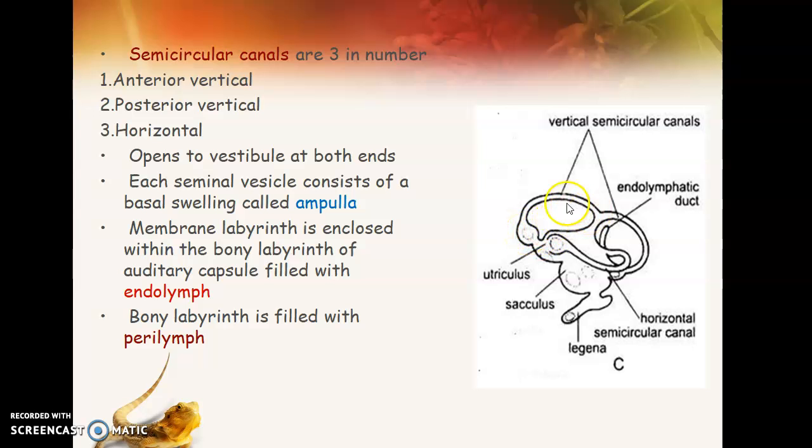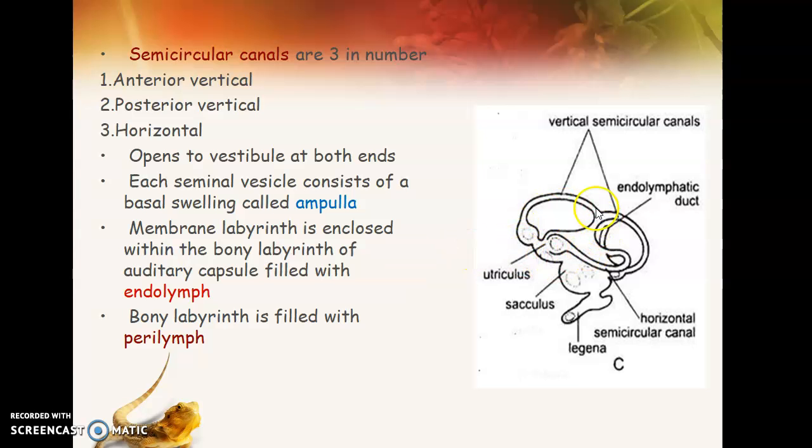Here you can see that the anterior canal will be communicated to the utriculus by ampulla. The posterior here, and the horizontal here. You can see that it is by means of this swelling called ampulla that it is able to communicate with the vestibule. Then the membranous labyrinth is enclosed within a bony labyrinth or capsule which is filled with endolymph.